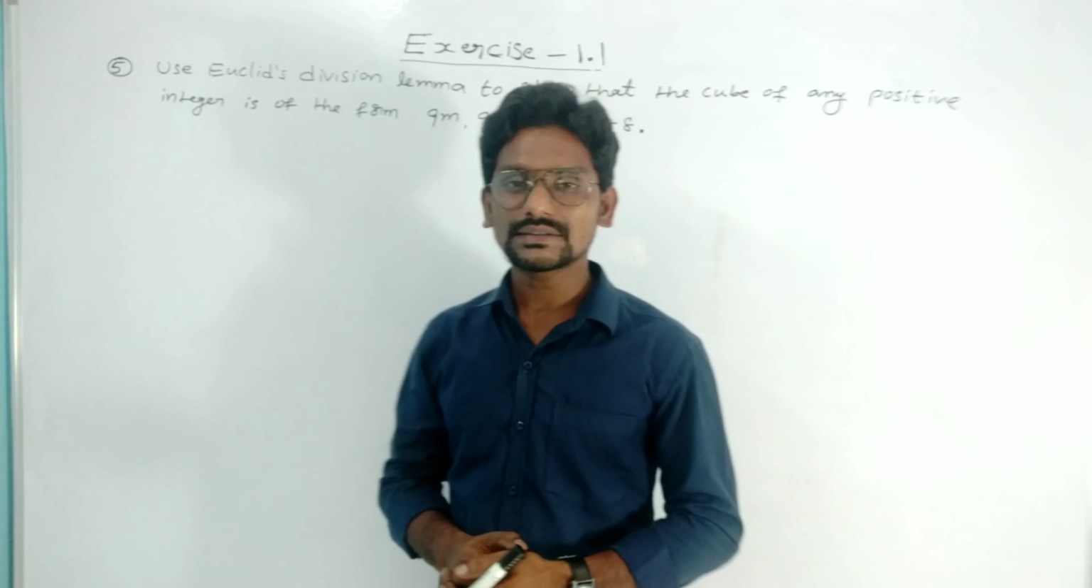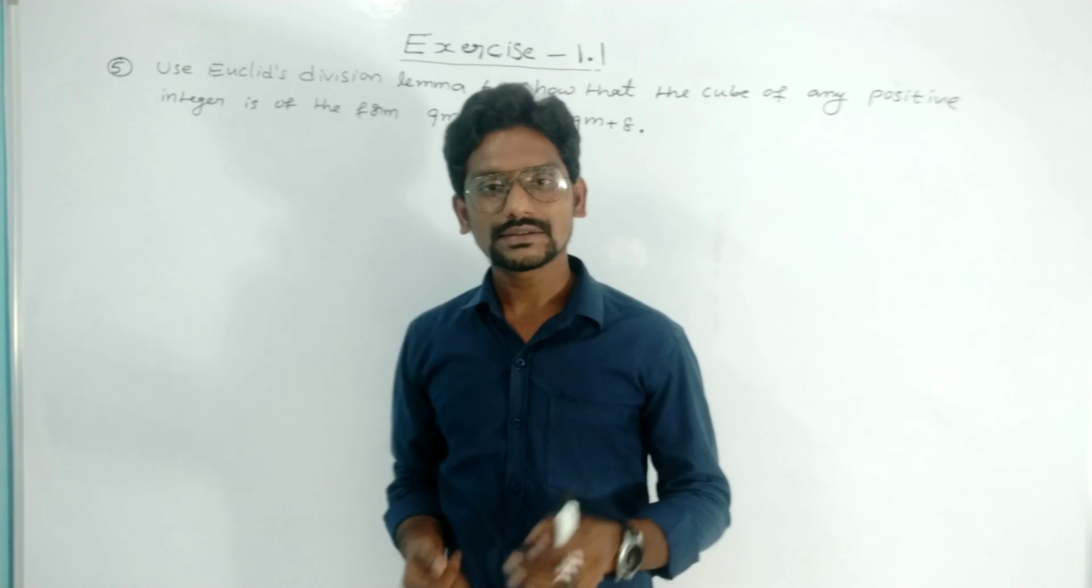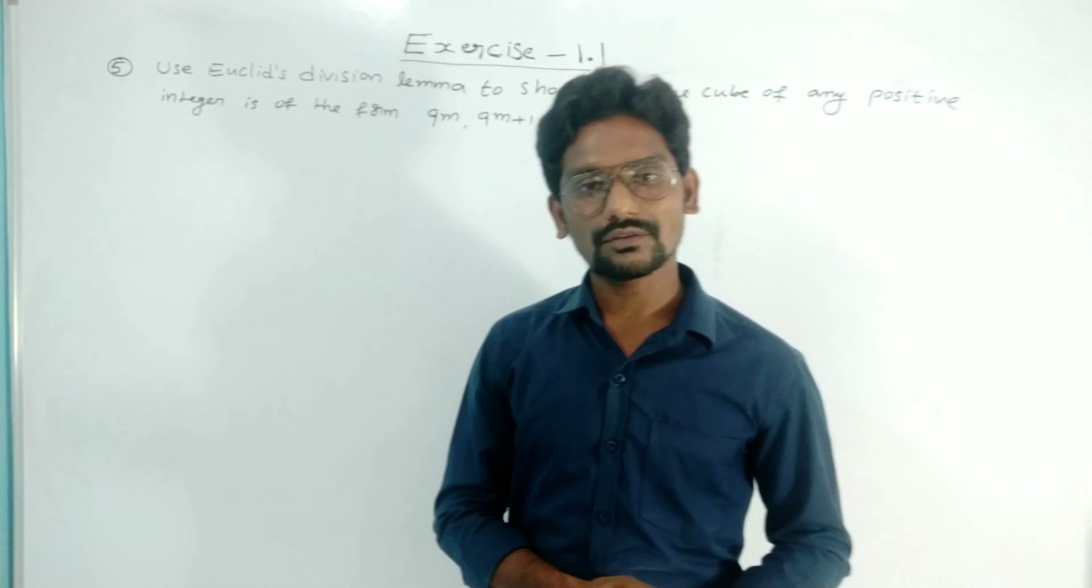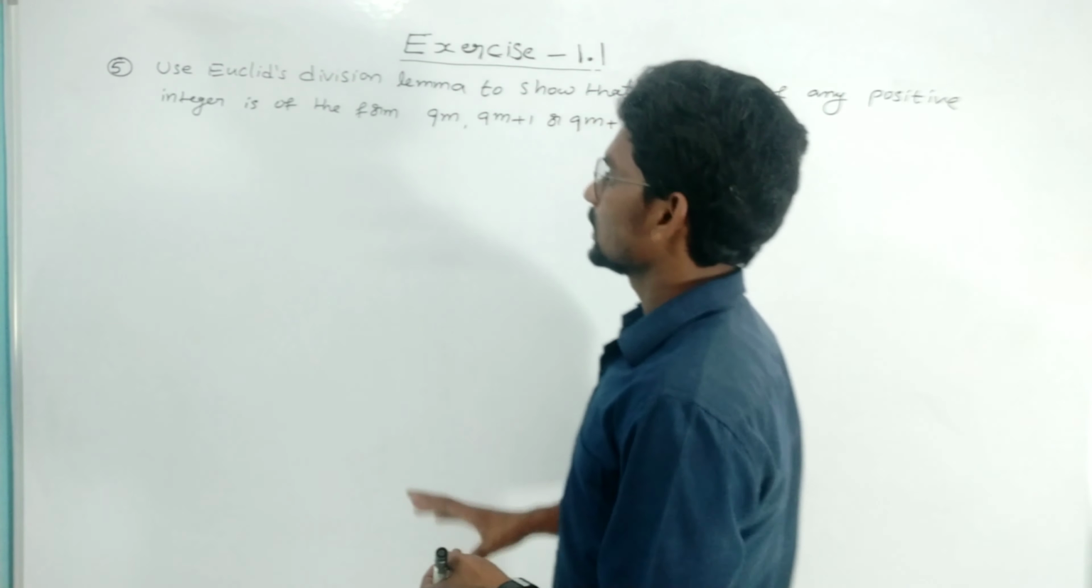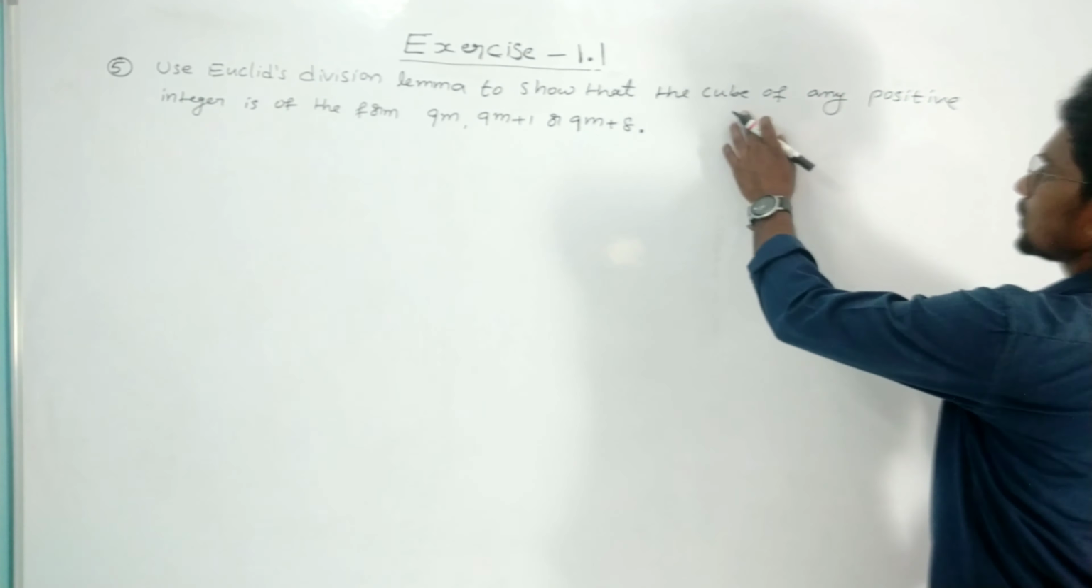We already discussed this type of problem in Roman number 4, that is, the square of any positive integer is of the form 3m or 3m plus 1. That problem is very similar to Roman number 5, that is, use Euclid division lemma: the cube of any positive integer is of the form 9m, 9m plus 1 or 9m plus 8.